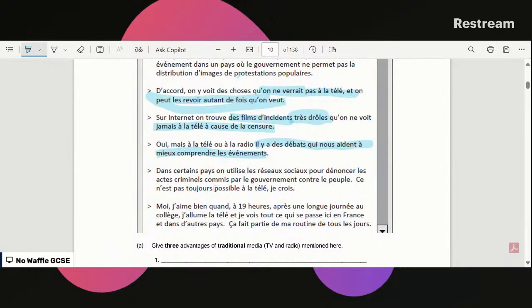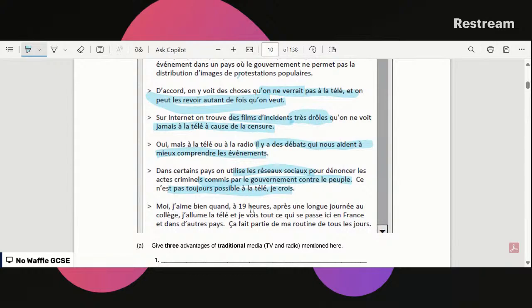Dans certains pays, in certain countries, on utilise les réseaux sociaux, we use social media, pour dénoncer les actes criminels commis par le gouvernement contre le peuple, committed by the government towards the people. Ce n'est pas toujours possible à la télé, je crois. So this person thinks that any fraud or things like government corruption, the TV will never tell you that, but it will tell you on social media.